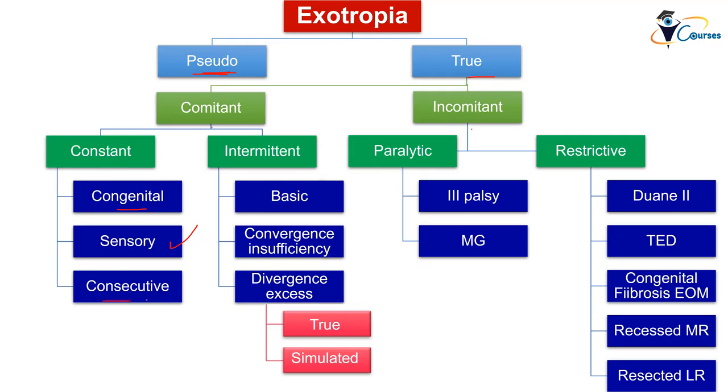Consecutive is the post-operative exotropia, so it will happen after a surgery. Dr. A, what is the meaning of recessed? Recession, we will discuss this in the surgery section, but recession is we just recede the muscle insertion. Resection is we cut a part of the muscle and suture it to its normal insertion in order to strengthen it, to make it stronger. Recession, we don't cut any part of the muscle.